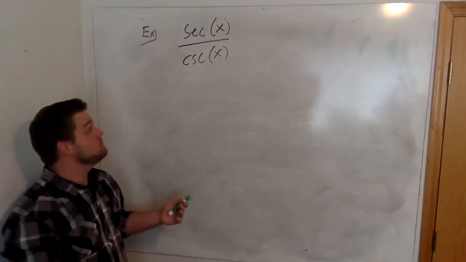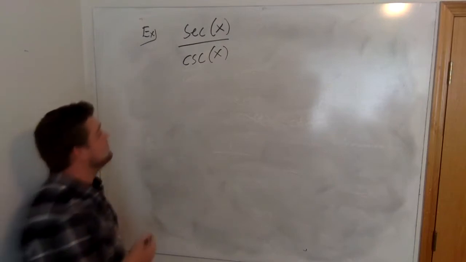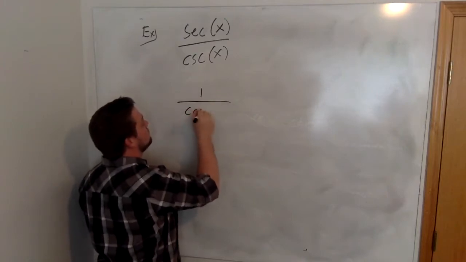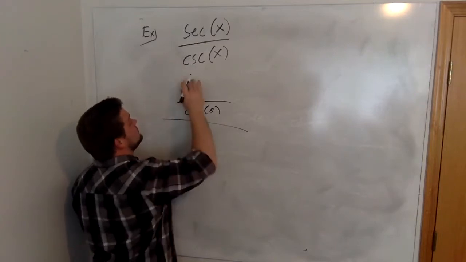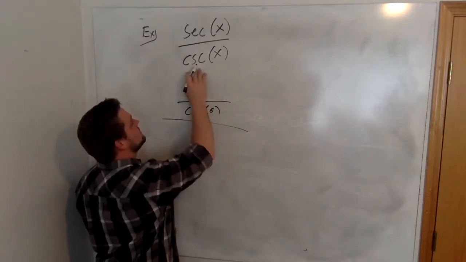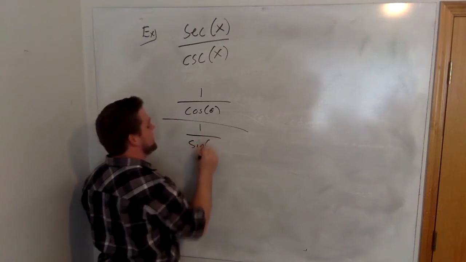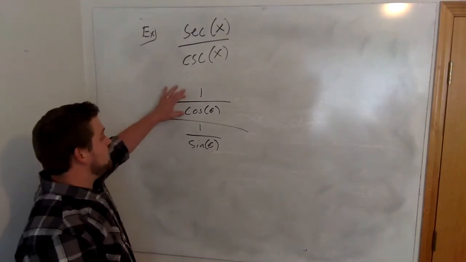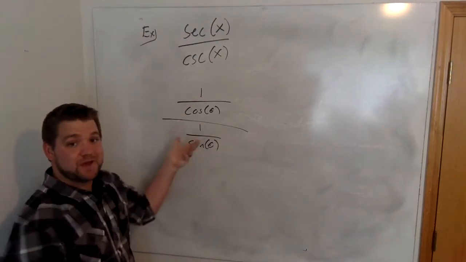Okay, let's do it. First thing I'm going to do is write this in terms of sines and cosines. So secant is the same thing as 1 over cosine of theta. Cosecant is the same thing as 1 over sine of theta. So what we have here is a fraction divided by another fraction. So what are we going to do? We're going to flip and multiply.